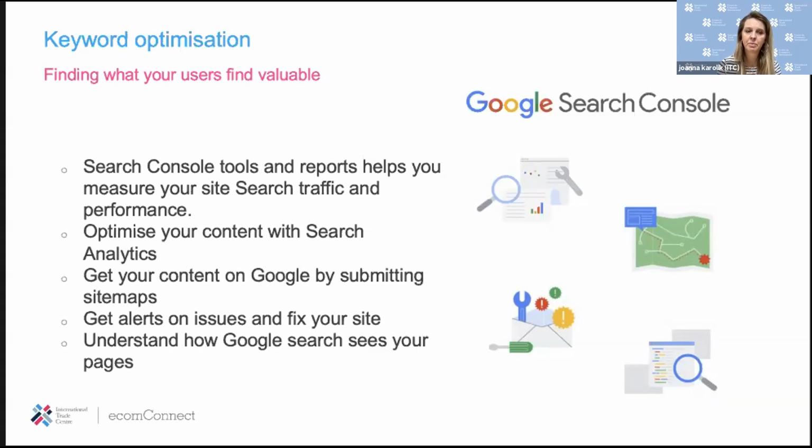We will talk about sitemaps later or tomorrow, I think. And then you can get alerts as well on issues and fix your site when there is something wrong, and you know how Google search sees your pages. So it's a good tool to start using if you are not using it yet. So for keyword optimization, remember, sit down all together as a team, use the tools that are out there, and remember to use them in your content.